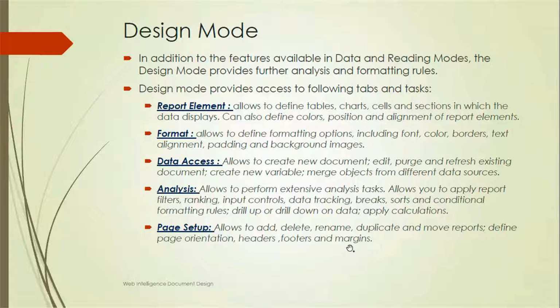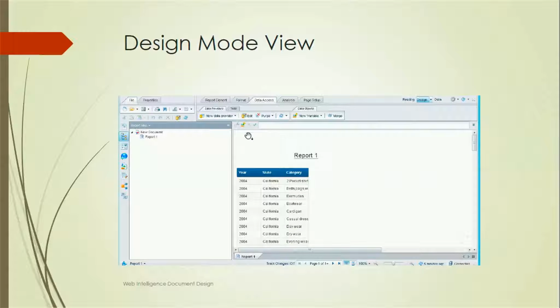So most of the options available are in design mode, which is required for the developer or designer to create the reports. You will see this is the design mode, which is like this. File properties on the left side. There is a side panel which has the different views. Then in the middle you'll see report element, format, data access, analysis, page setup. All are enabled. So this is more flexible, with more options available in the design mode. We will see this design mode in more detail.